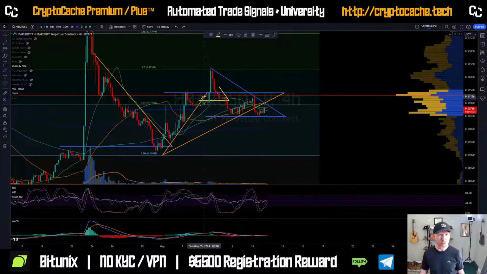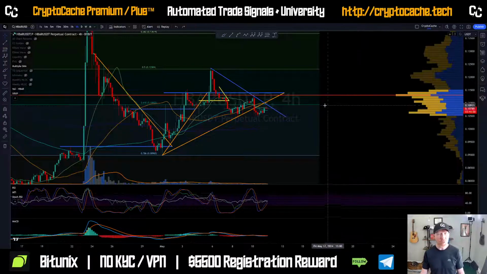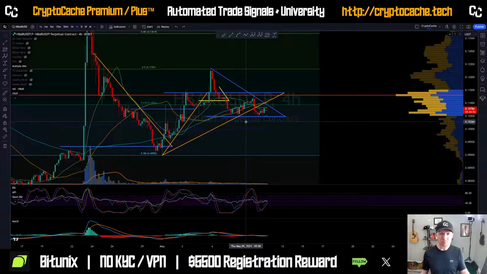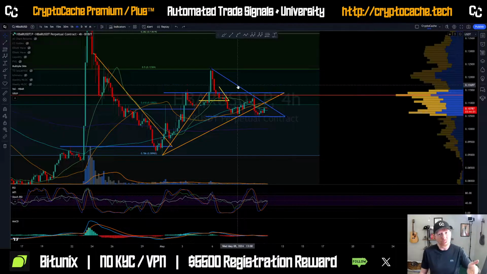You saw a similar pattern here, right? It broke down, worked its way up. Now we're doing a bearish backtest of this ascending trend. So I would say we're more likely to see the price action break down than break up, but we've got to break above this descending trend first before we can even consider that.